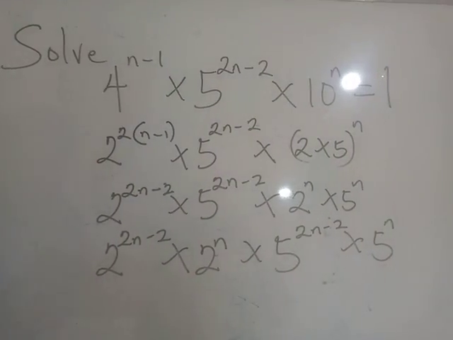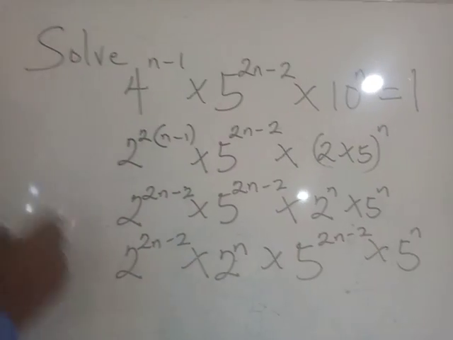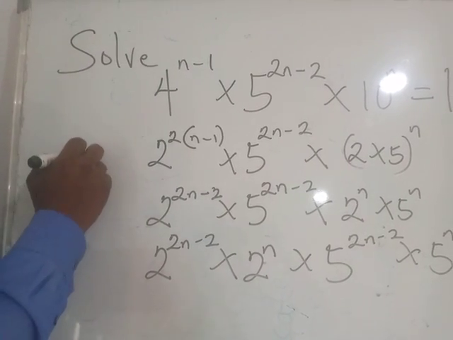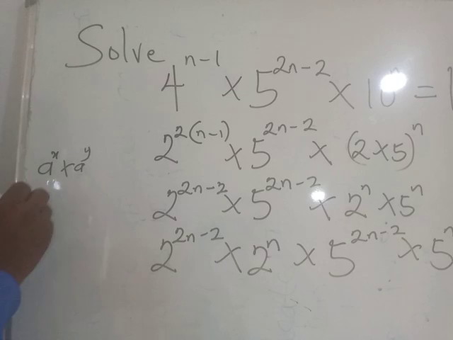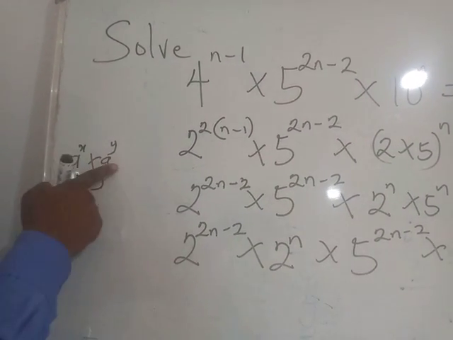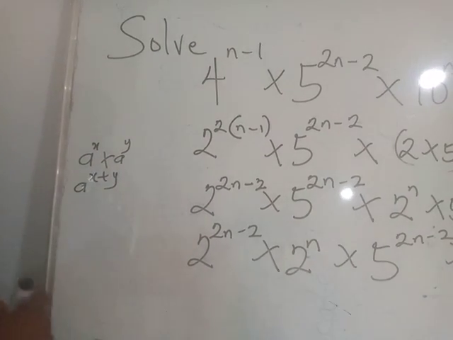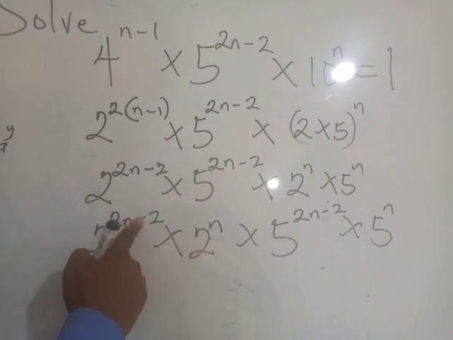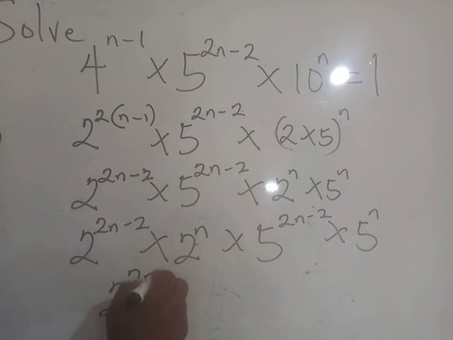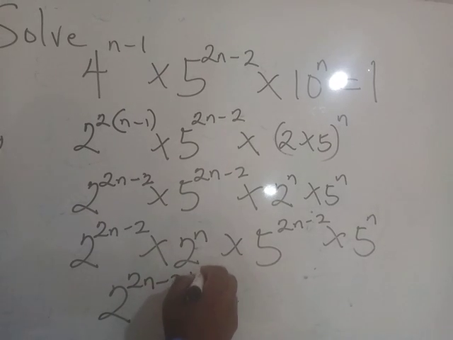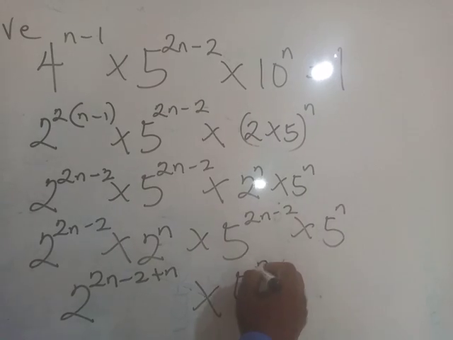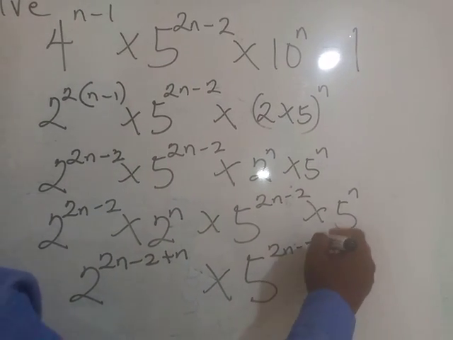Okay, so according to the law of indices, whenever the bases are equal, if I have a raised to power x multiplied by a raised to power y, pick one of the bases and add up their powers. So 2 raised to power 2n minus 2, then plus n, multiplied by 5 raised to power 2n minus 2, then plus n.